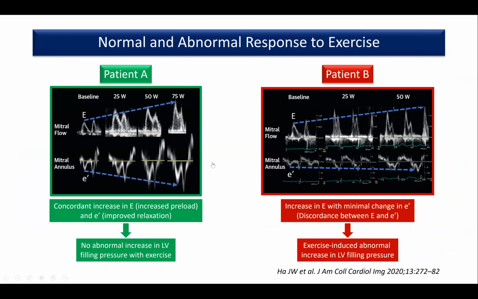So quickly again, let's look at normal and abnormal responses to exercise echo. This is patient A. You can see green is normal. With exercise, this is baseline, 25, 50 watts, and 70 watts. So this is inclined bicycle exercise.